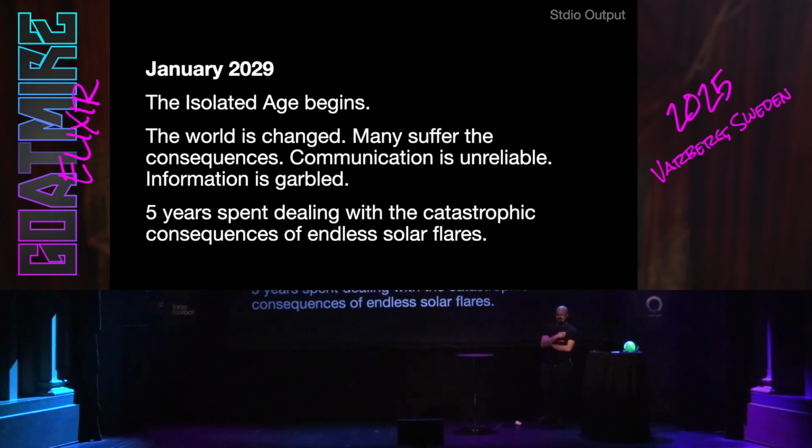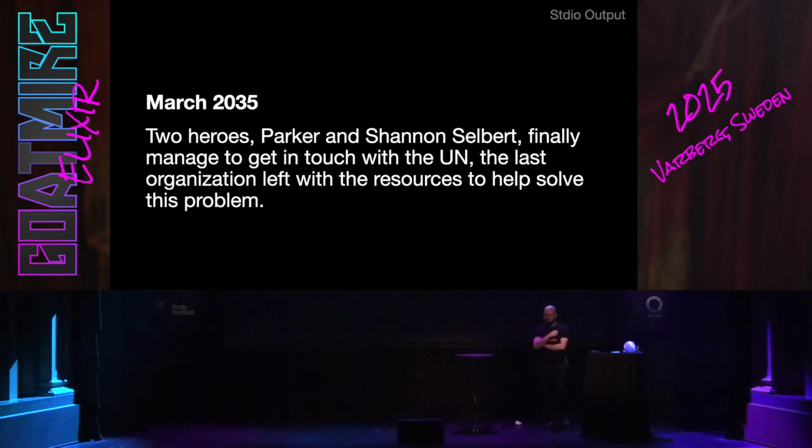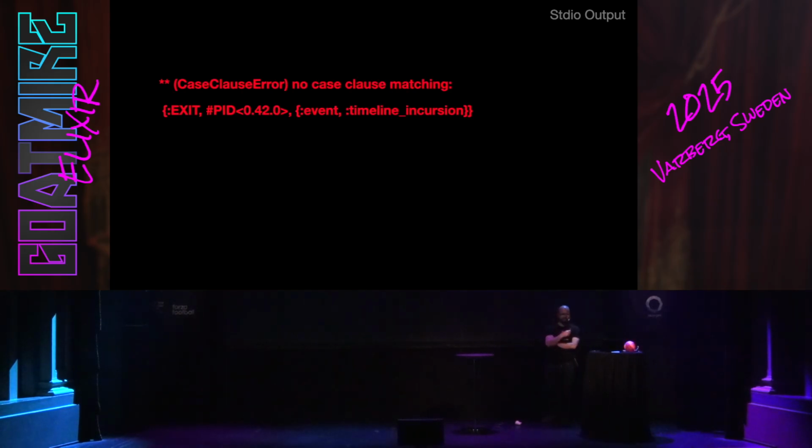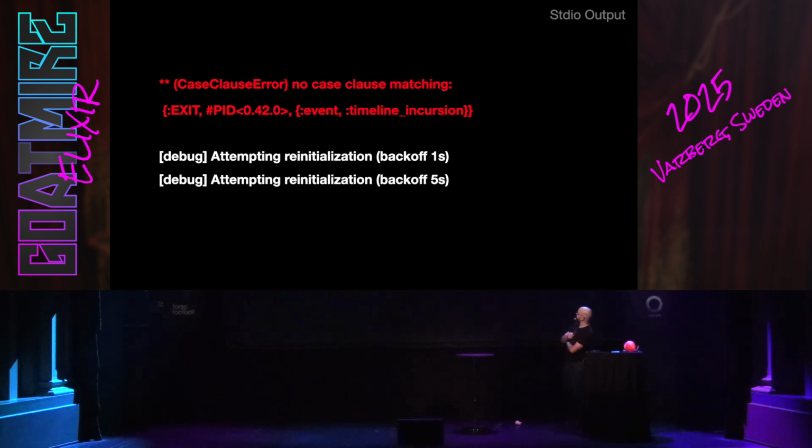Communication is unreliable. Information is garbled. 5 years spent dealing with the catastrophic consequences of endless solar flares. 2 heroes, Parker and Shannon Selbert, finally managed to get in touch with the UN, the last organization left with the resources to help solve this problem. Oh, well, here we go again.